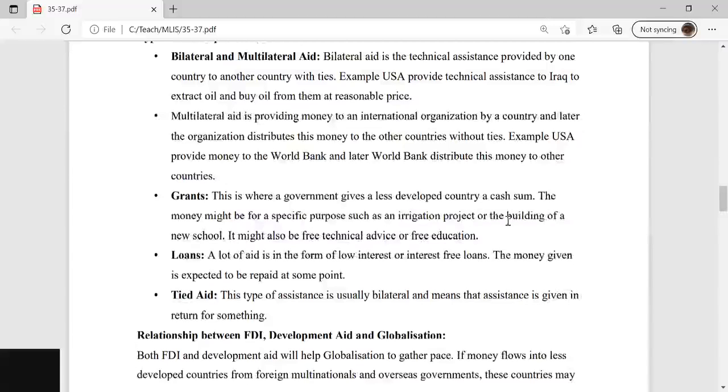interest free or low interest loan, or there is something called tied aid. Tied aid is a bit interesting. Another country will help you, but in return they won't take money, but they may take something else, maybe some contracts or some other political or financial benefits.